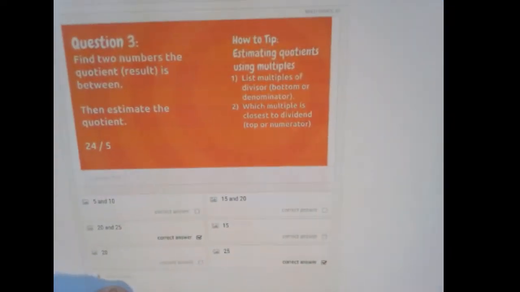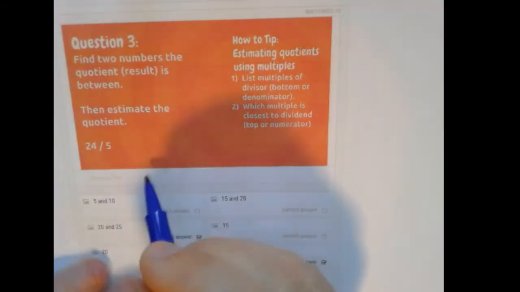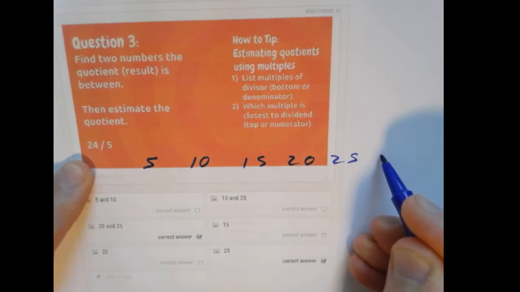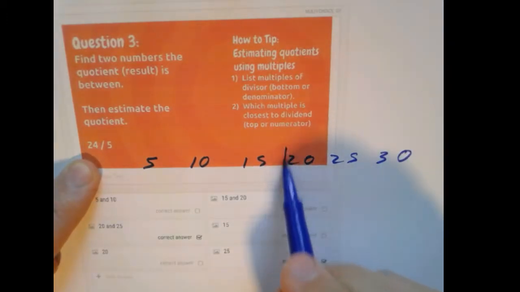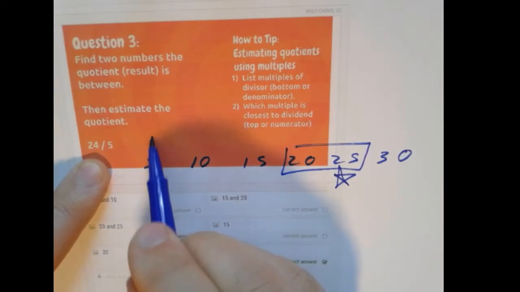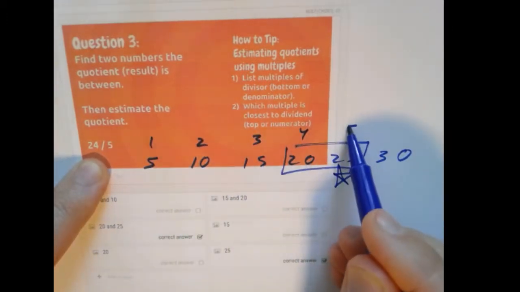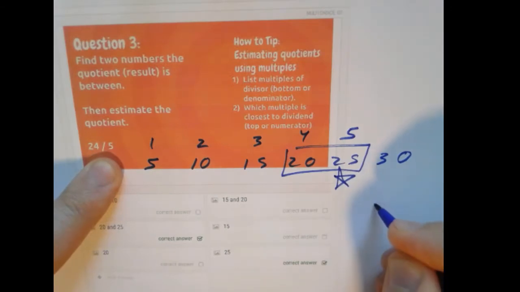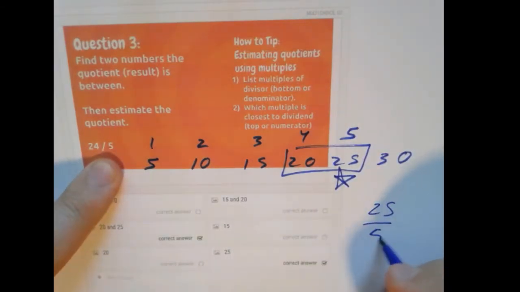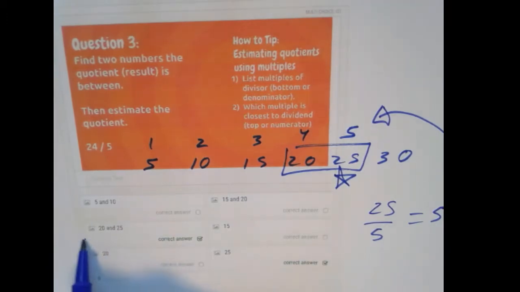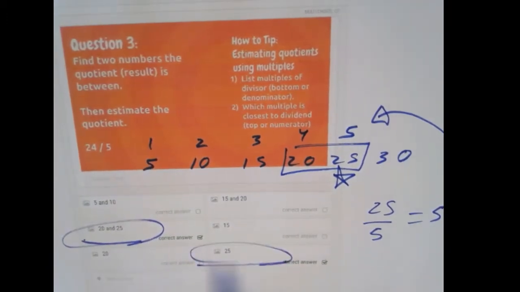Okay, let's keep going. Question 3, find two numbers, same deal, so let's do 5, 10, 15, 20, 25, and 30. So 24 is between what two numbers? Between 20 and 25. Of course, it's closer to 25. So what is this? This is 1 5, 2 5s, 3 5s, 4 5s, 5 5s. Okay. So essentially what we would be using to estimate this is 25 divided by 5, which would be 5. Okay. So between 20 and 25, closer to 25, and that's the estimate we'd use for 24 over 5.